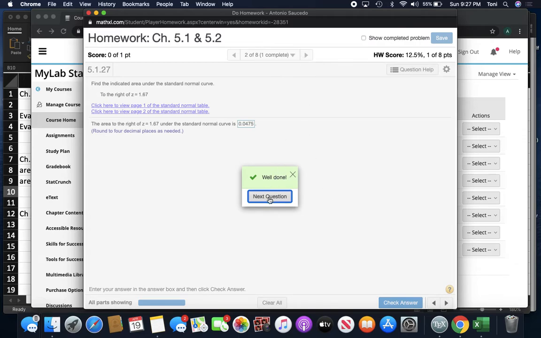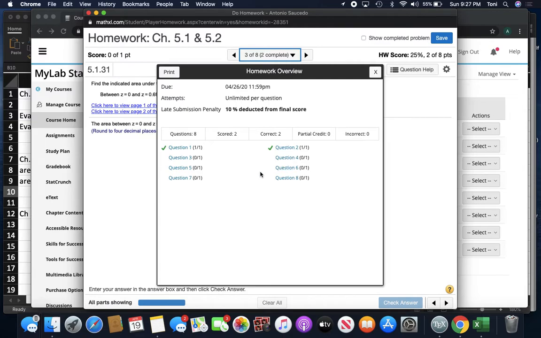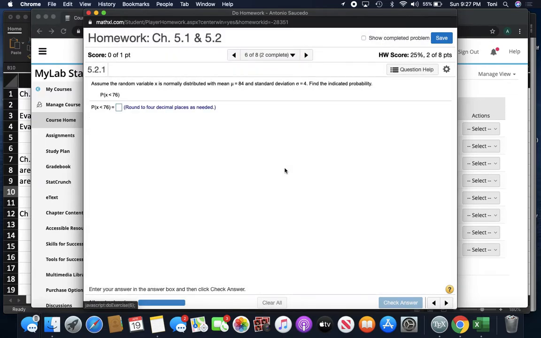Cool. All right, let's jump over to problems in section 5.2. I believe they begin in question 6. So here we have: assume the random variable x is normally distributed with a mean of 84 and a standard deviation of 4. Find the probability that x is less than 76. Okay, so before we do anything here, notice that we're given a mean, a standard deviation, and an x value of interest: the probability that x is less than 76.